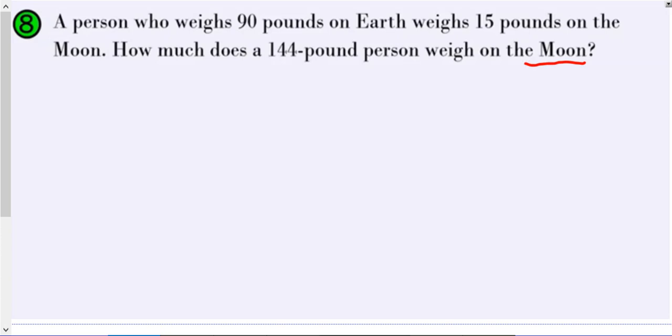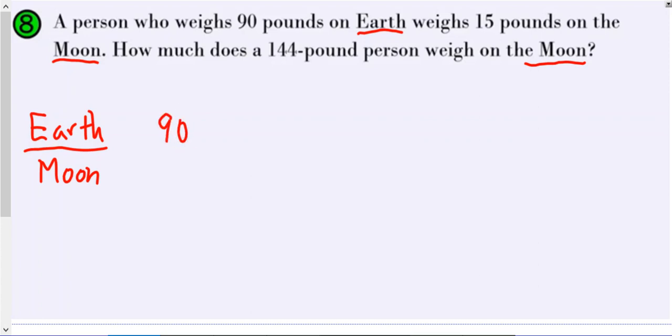So the way we're going to do that is we're going to go right through the question here, and we're talking about pounds on Earth and pounds on the moon. Earth is mentioned first, so it's going to be on the top. We got Earth over the moon. Now if we pull the numbers from the question, we get 90 pounds on Earth, and they weigh 15 pounds on the moon. And we want to know how much a 144 pound person weighs on the moon. So that's going to be our unknown.